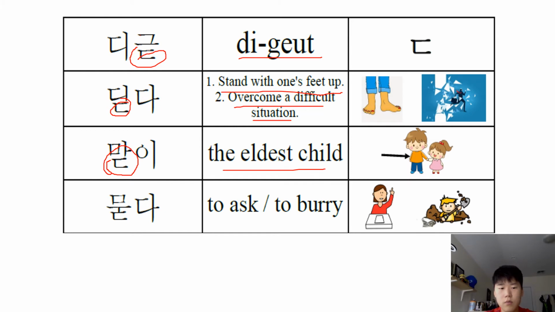Next is 묻다. It means to ask or to bury. Can you see which part of the word has the 디귿 받침? Yep, it's also the first part of the word, right here.